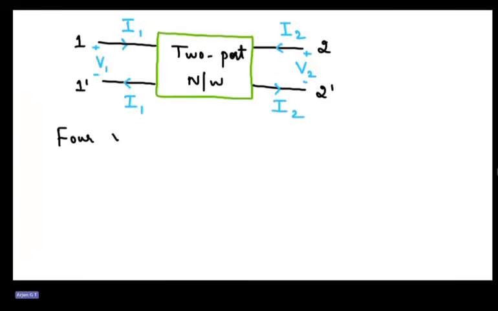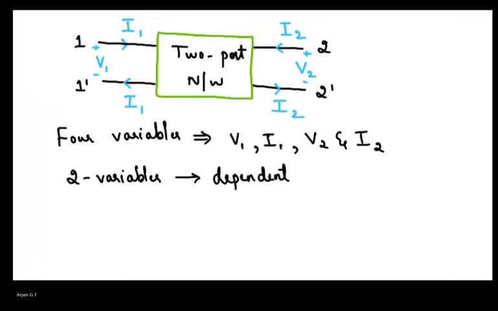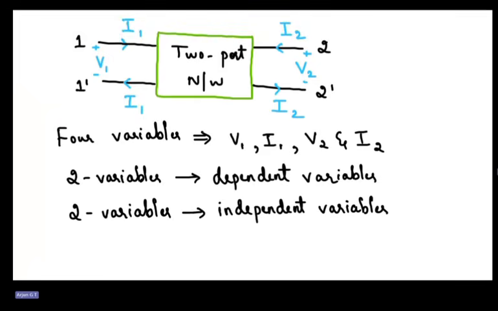Okay, here we have four variables V1, I1, V2 and I2. V1 and I1 we will consider as the input port and V2 and I2 as the output port. To obtain a linear equation from port voltages and currents, we have to consider two variables as dependent variables and the other two variables as independent variables.